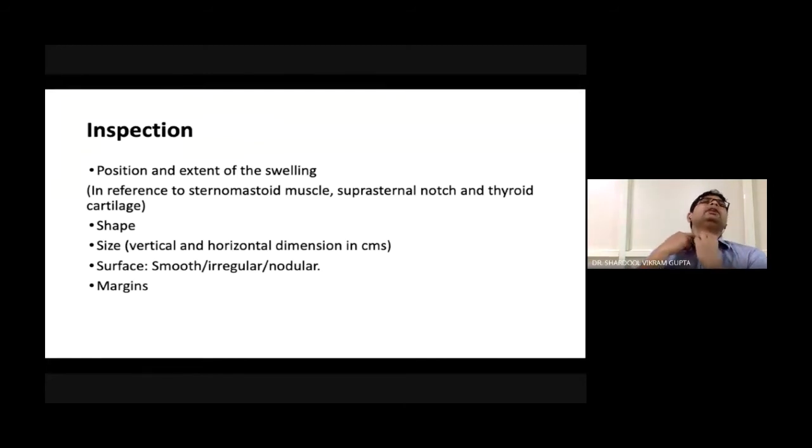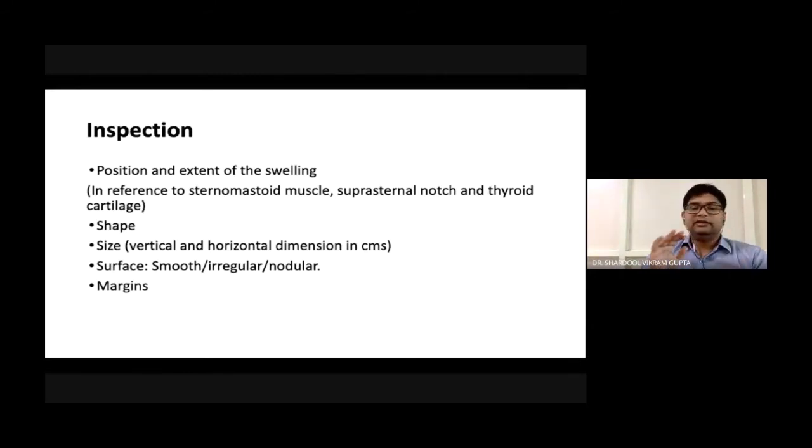So if a swelling is of this size, you will say the size of the swelling and the shape of the swelling. Then you will say it is extending from the suprasternal notch to the thyroid cartilage in vertical extent, and laterally from midline going deep to the sternocleidomastoid. So you have to describe the swelling in terms of fixed landmarks on the neck.